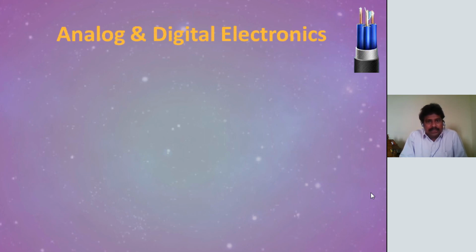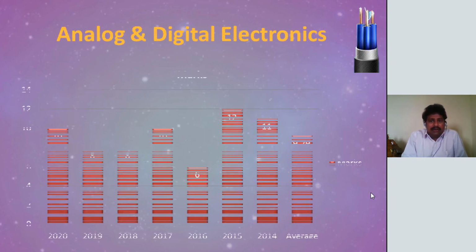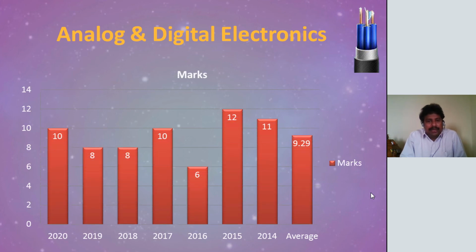Next subject is analog and digital electronics. These analog and digital electronics will carry a weightage of 10 marks. On an average, the average comes to something around 9.29. That means the student might be asked questions for 10 marks or 8 marks.